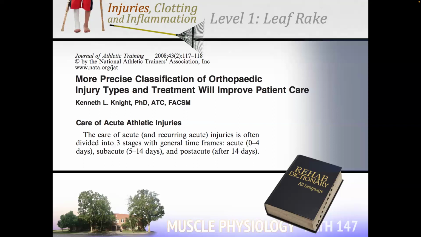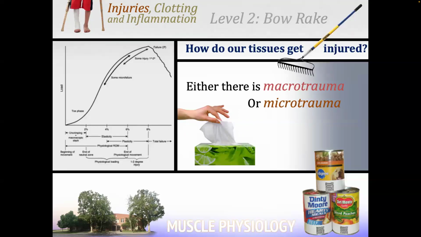Acute on chronic injury is really increasing the likelihood that chronic pain will just linger and linger and linger each time you re-injure a tissue. Okay, so let's start digging into the crust a little more. We'll get our bow rake out.